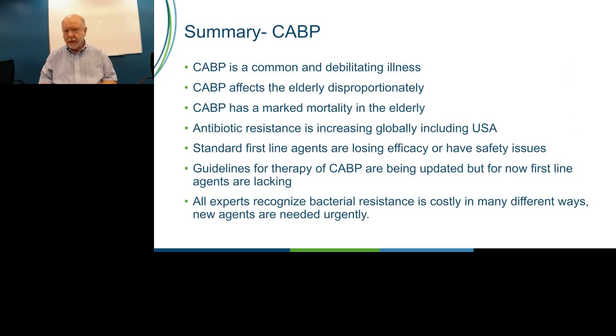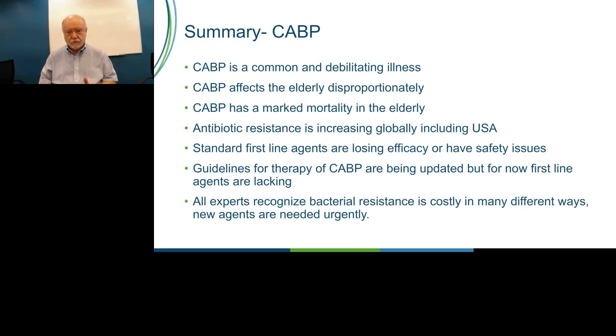So, in conclusion, community-acquired bacterial pneumonia is a common and debilitating illness. It tends to affect the elderly patients disproportionately. It does have a marked mortality in the elderly. I didn't dwell on that point, but the older patients do die more frequently. Antibiotic resistance is a global issue, including the USA, but it varies within the USA. Bacteria really don't know any boundaries. They'll migrate where they need to migrate. So knowing what's going on locally, as well as nationally, is important before you start to prescribe an antibiotic.